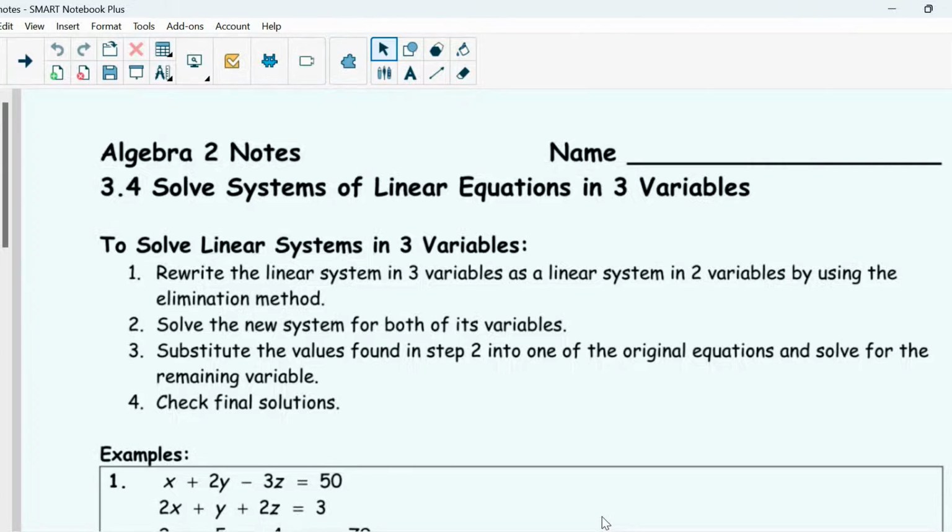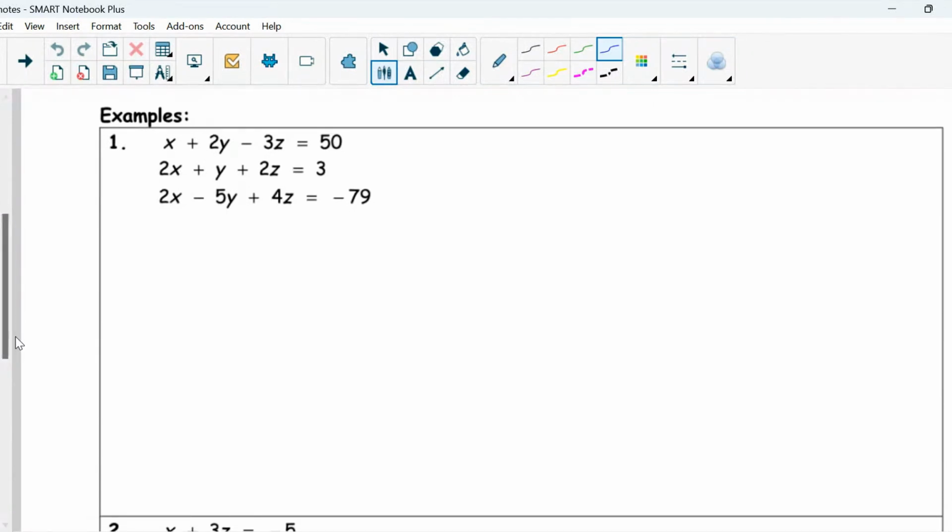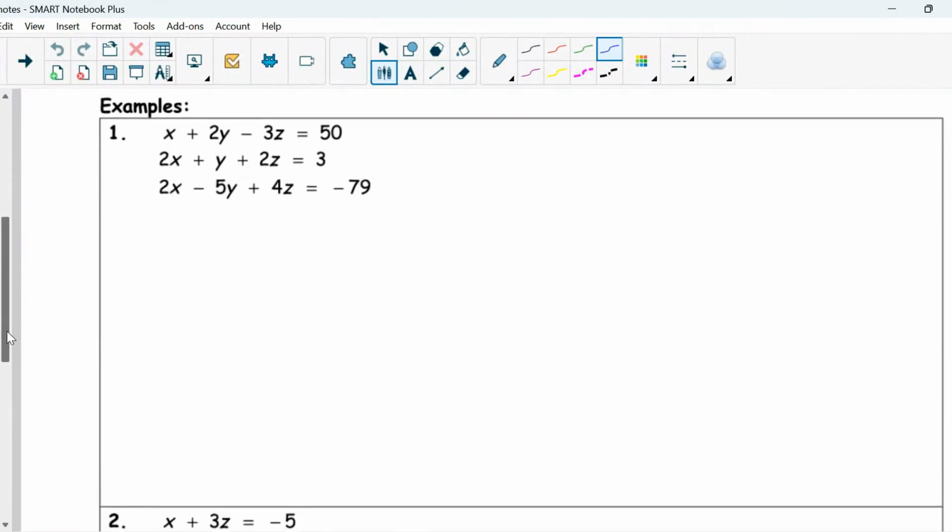Okay, finally, you can check your final solutions by substituting each of those values into any of our three equations. Okay, so I know this is a lot to digest right now, but once we start going through the steps, hopefully all four of these steps make a little more sense. So let's start with example 1 here.